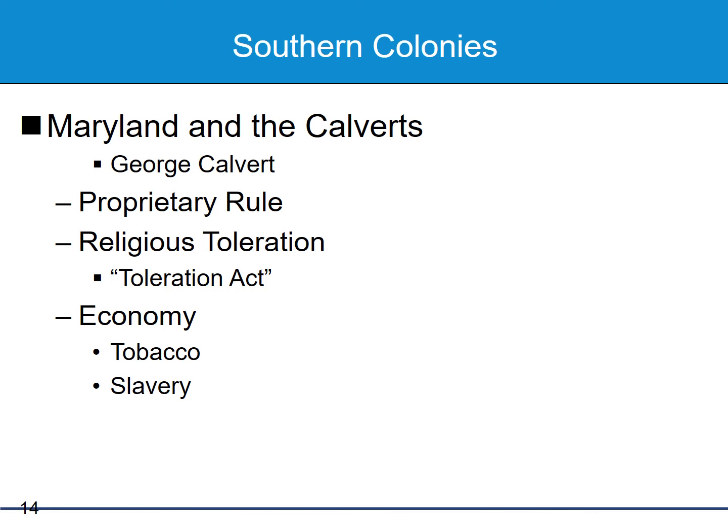Maryland is going to develop much like Virginia. It's going to have a tobacco economic base, and with that tobacco economic base also we will see the development of large plantations based on the slavery labor system, and so slavery will begin to grow throughout the Chesapeake region and eventually to all the southern colonies.